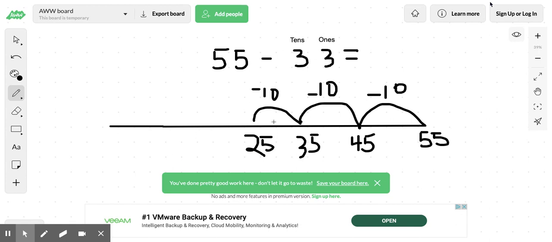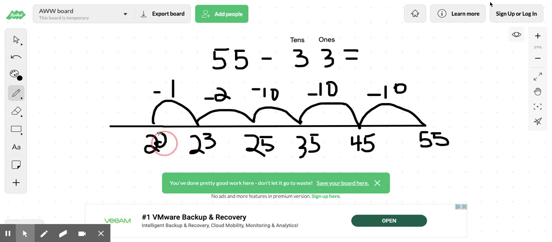Now we've got to subtract the 3 ones. So we can do -2. That'll be 23. And then subtract 1, which would give us 22. Again, we got the same answer, 22, just using far fewer jumps, only if you are comfortable.